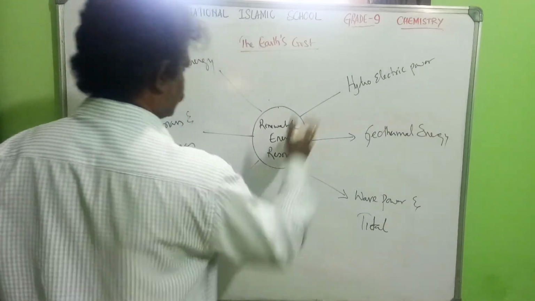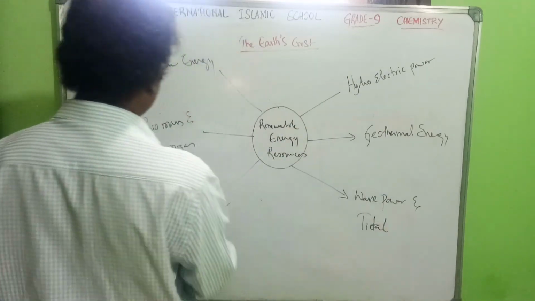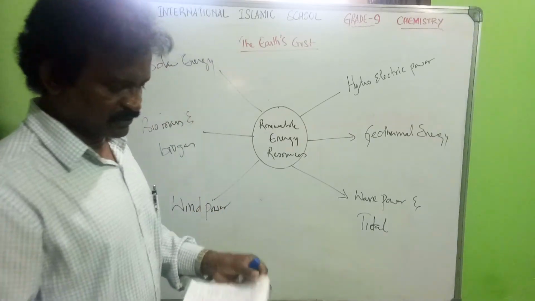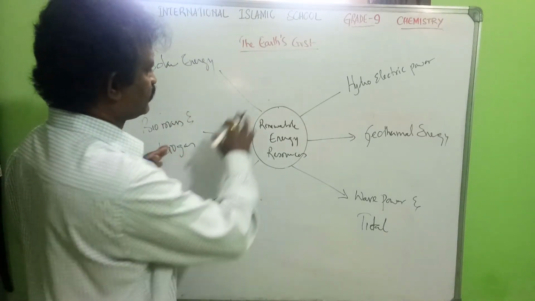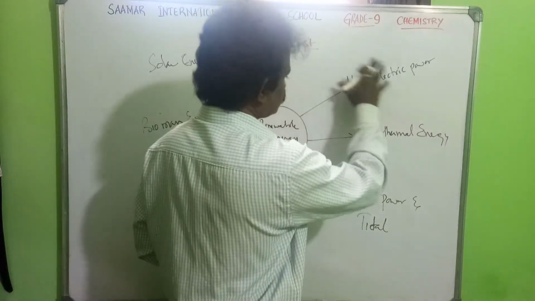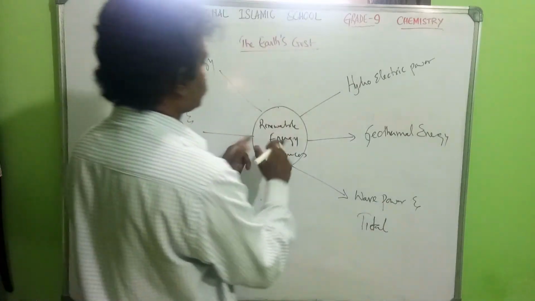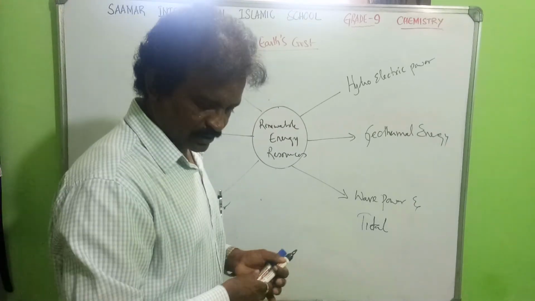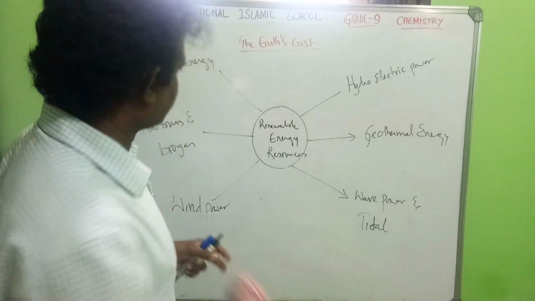Okay, 1, 2, 3, 4, 5, 6, 7. Okay, now renewable resources to reduce the fossil fuels. Why am I showing this chart here? You can utilize all this to minimize non-renewable resources. Okay, is it clear? Now the next topic is hydrogen as a fuel.